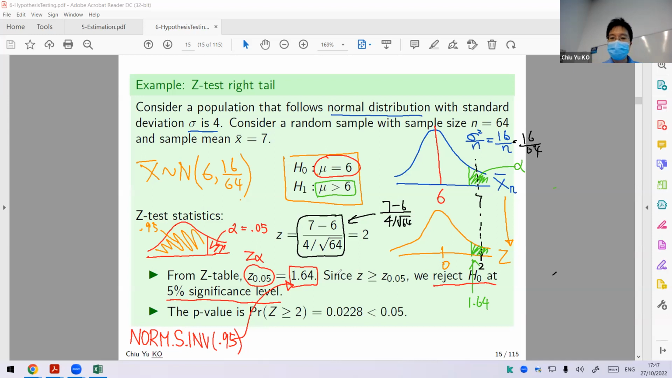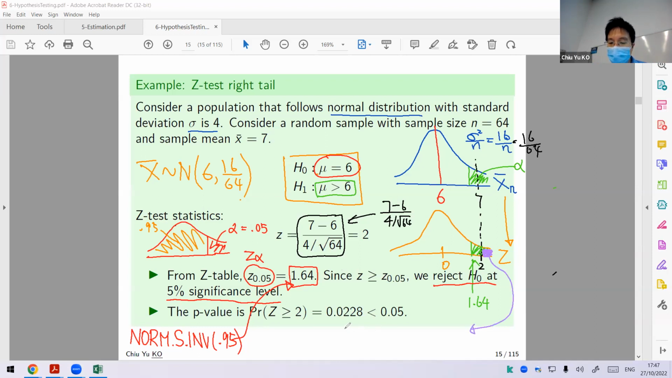So the next thing is to look at the other case. It's called the p-value method. The p-value method is very simple. It's simply asking what is the area beyond 2. Okay, what is this? And to find this, actually it's not difficult.